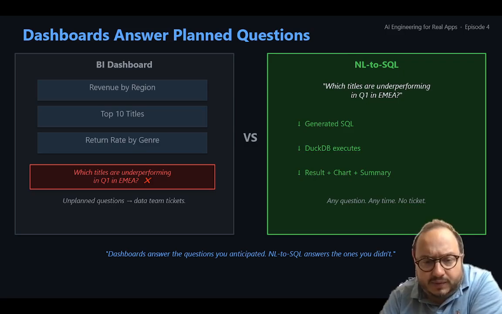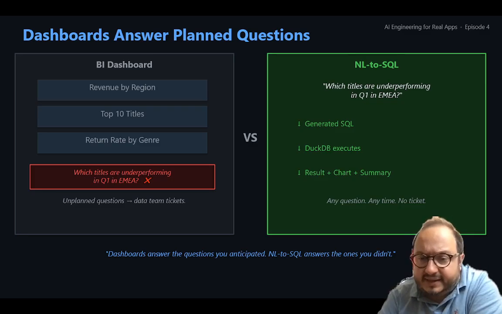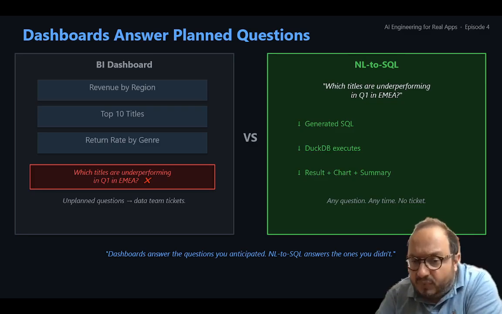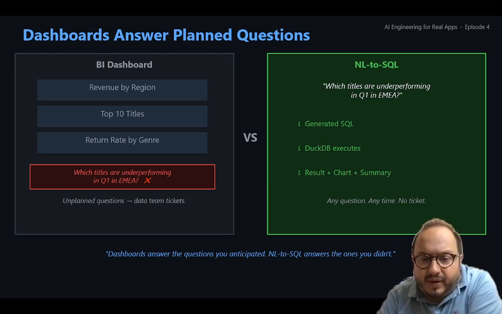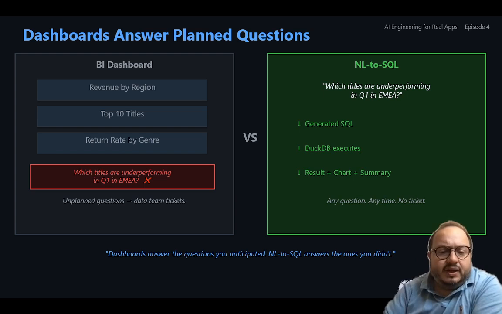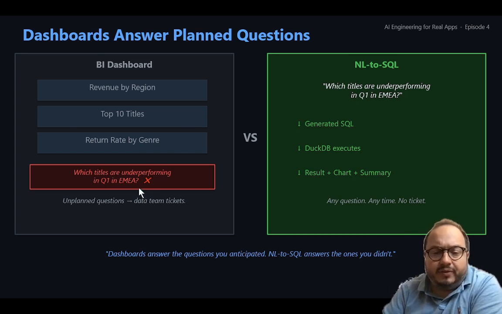Vanna solves the training problem. You teach Vanna your schema with DDL and example question-to-SQL pairs. When a user asks a question, Vanna retrieves the most relevant training examples and uses them as context for generation. The model is not guessing your schema, it has seen it. Combined with DuckDB for execution and Claude for result summary, this is a complete reporting pipeline. Let me show the full architecture before we go into each component.